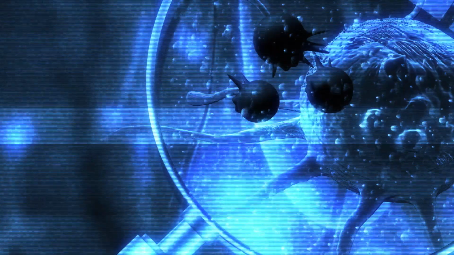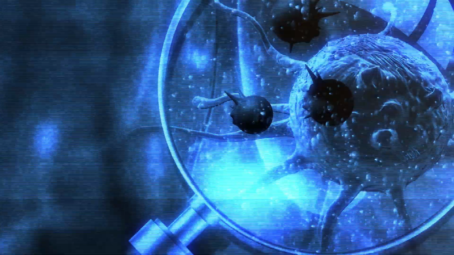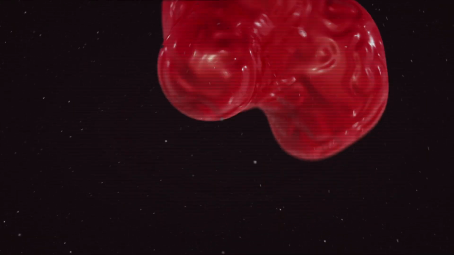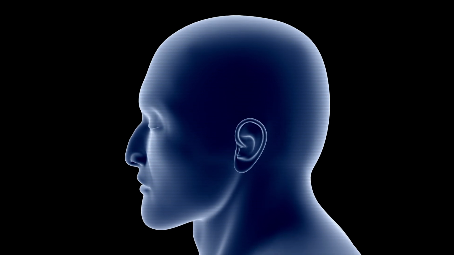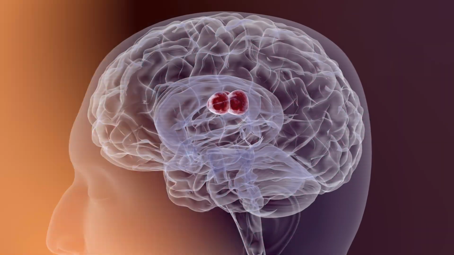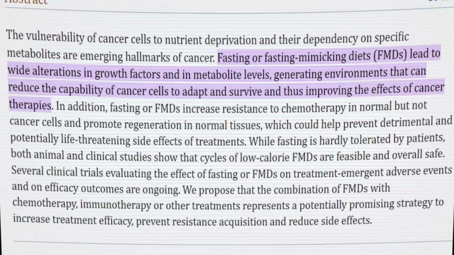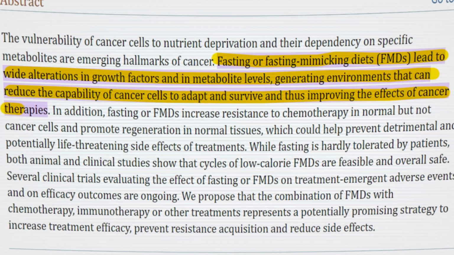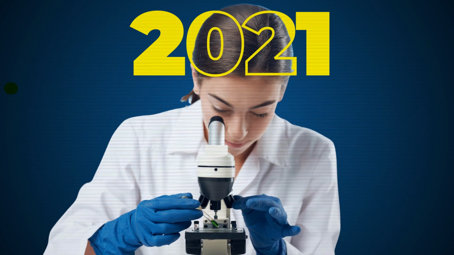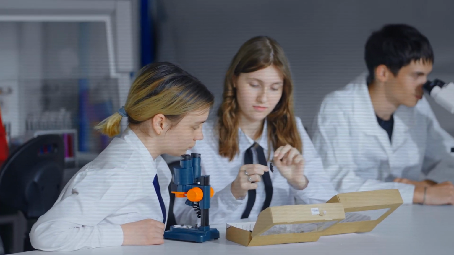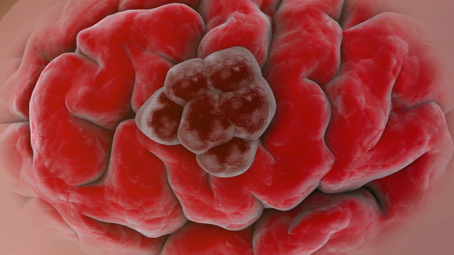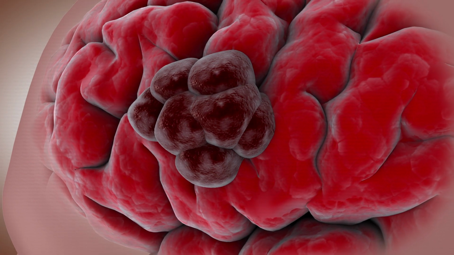Another way fasting helps kill cancer cells is by targeting cancer stem cells. Cancer stem cells are a subpopulation of cancer cells with the ability to self-renew and differentiate into various cell types. These cells are highly resistant to conventional therapies and are believed to be responsible for tumor recurrence and metastasis. Recent research suggests that fasting may target cancer stem cells, reducing their survival and reproductive capacity. A 2021 study published in Nature Communications investigated the effects of fasting on cancer stem cells in a mouse model of breast cancer. The study found that fasting significantly reduced the number of cancer stem cells in the tumors, leading to a decrease in tumor growth and metastasis.